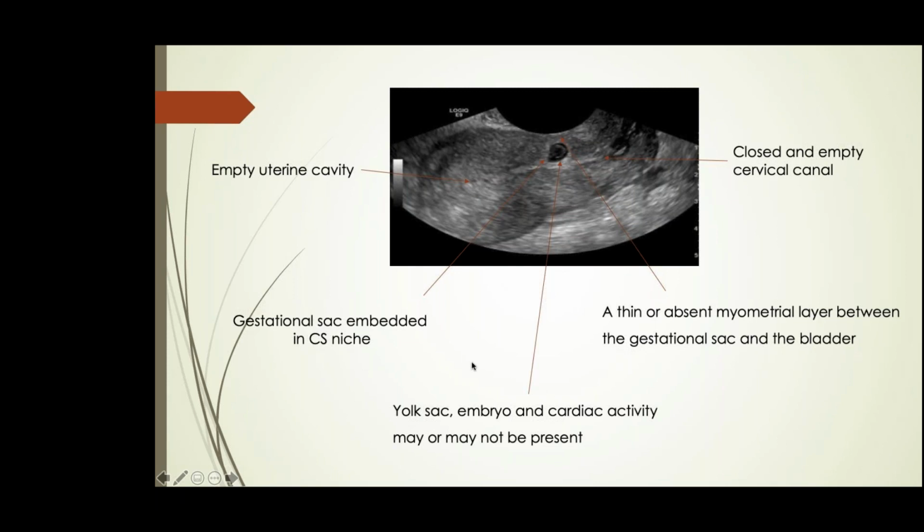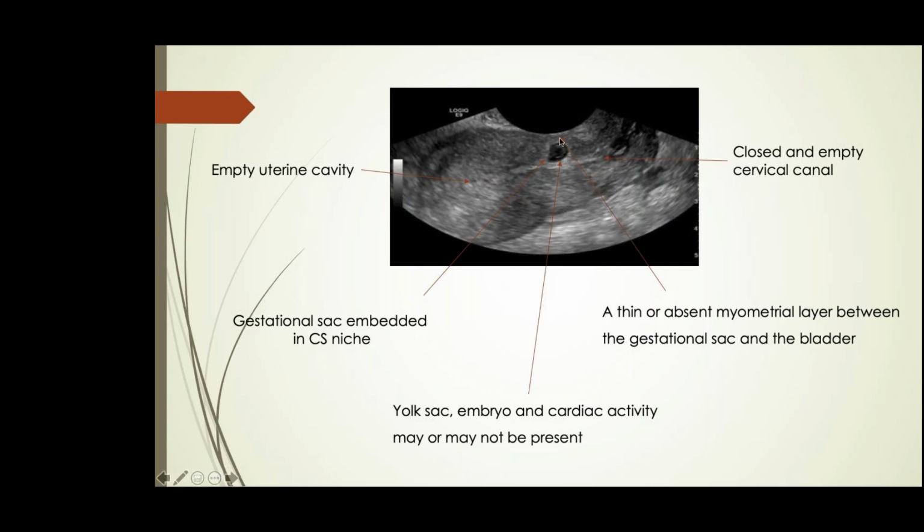Then you would have a gestational sac embedded at the cesarean section niche here. So this is the place of the cesarean section niche, as we said before, at the reflection of the bladder just above the cervix. So uterine cavity empty, cervical canal empty, and a sac implanted on the site of the cesarean section. This is another diagnostic criterion.